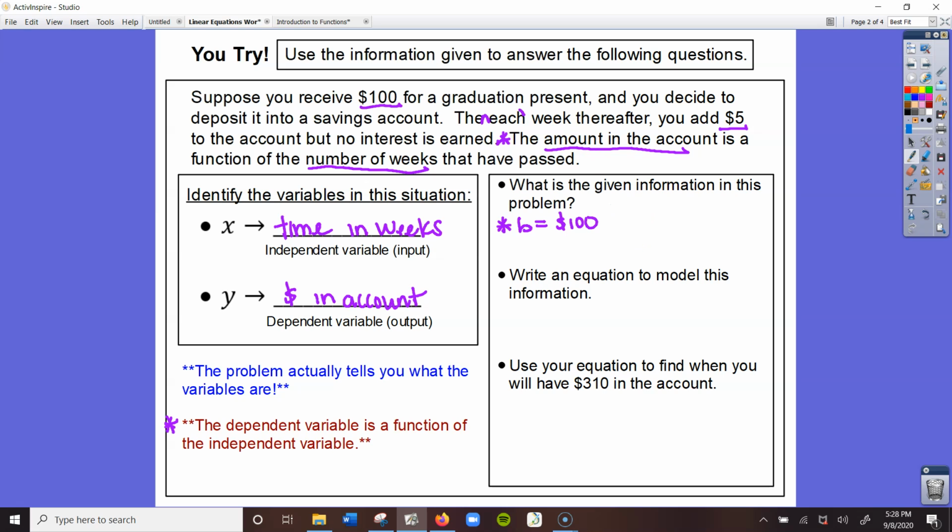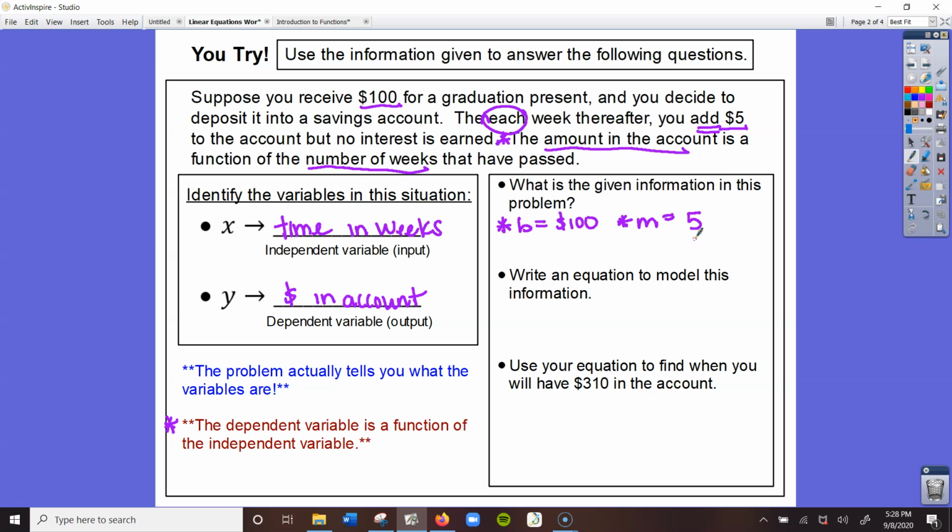Then each week, this is a key word, each. That typically means that we're looking at the slope. We are adding, meaning that the amount of money is going to increase $5. So we're adding $5 every week. That is our rate. So the slope is a positive 5, since the amount of money will increase.